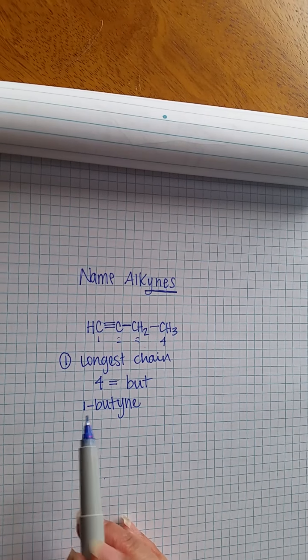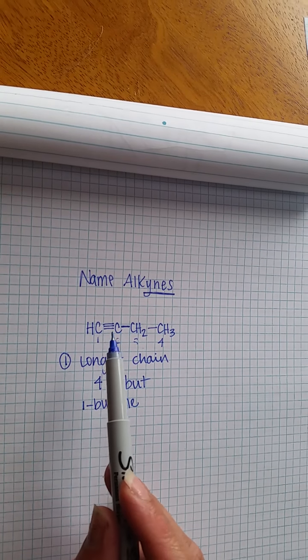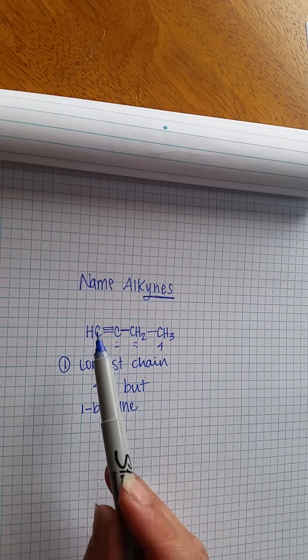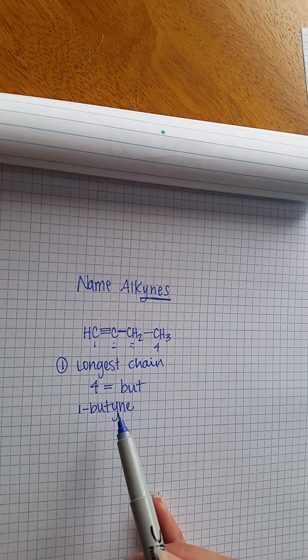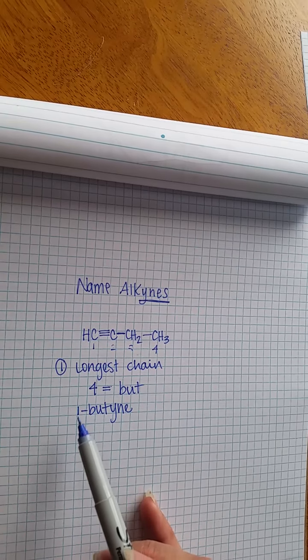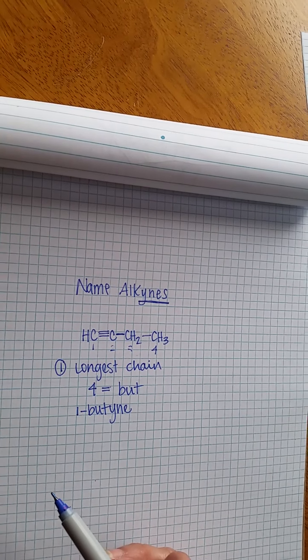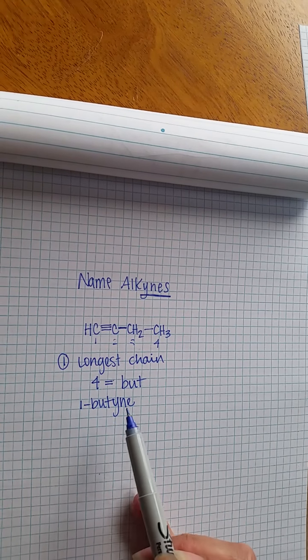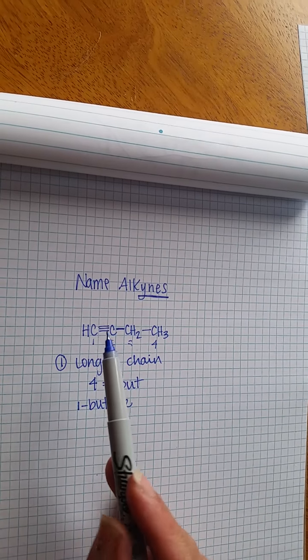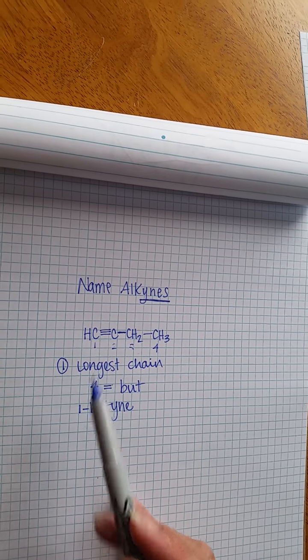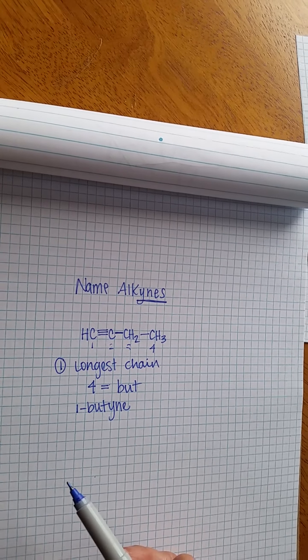That tells us 1 is where the location is. And then but- tells us that there's 4 total carbons. And then -yne tells us that what's at that 1 is a triple bond. If this was 1-butene, then it would be just a double bond right there instead of a triple bond.